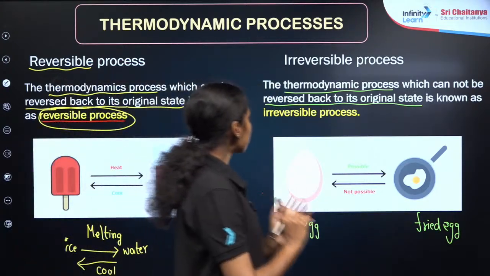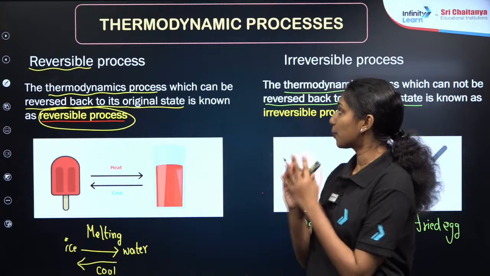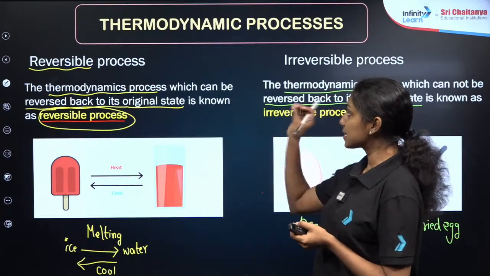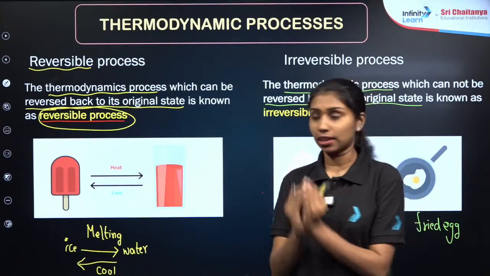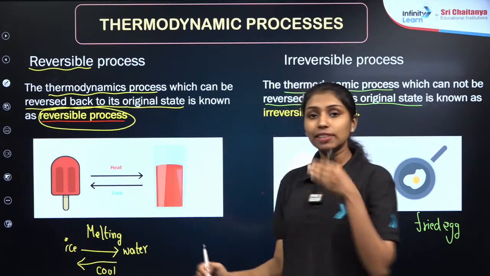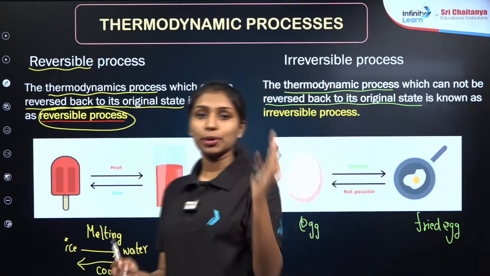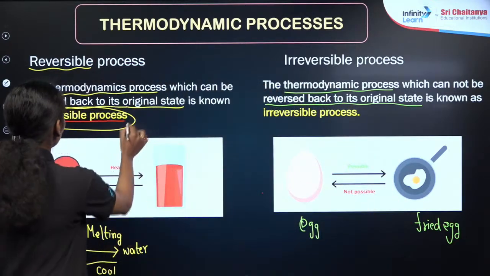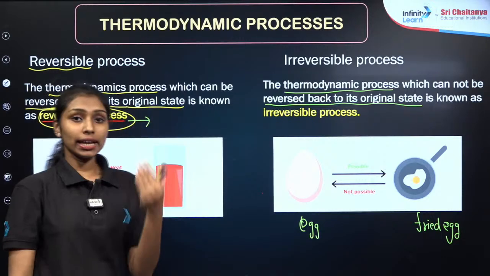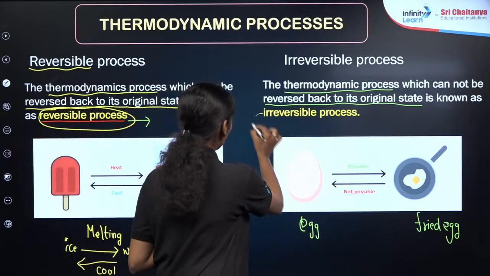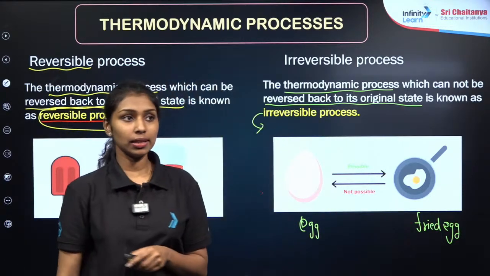Yes, fine. So we have discussed the different types of process, right? Here we can divide these processes into reversible as well as irreversible. As you can see here, whenever any process can be converted back into its original state, it is called a reversible process. And if it cannot be converted back into the original state, we call it an irreversible process, right? Clear?